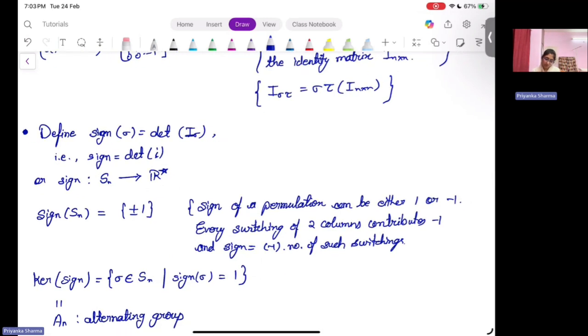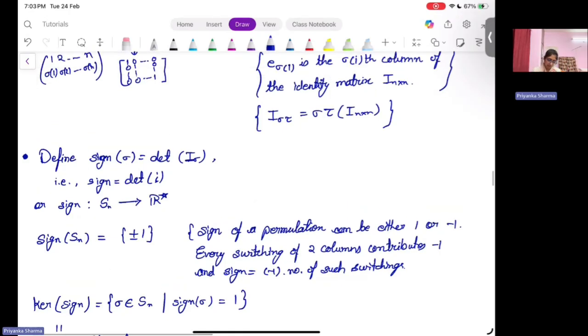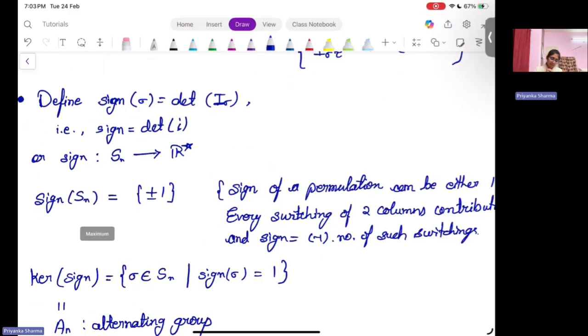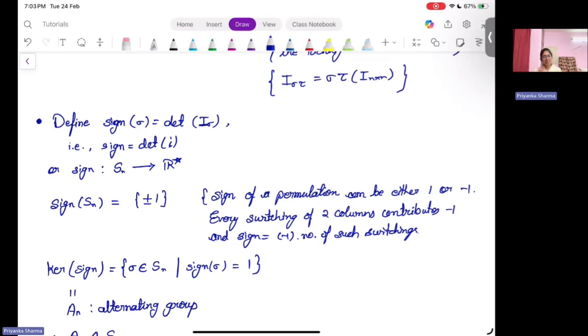Now what is the sign of a permutation? It can be either 1 or -1. And how to find it? By calculating the determinant, or simply we can say how many times we are switching two columns of the original identity matrix. Each reshuffling, each switching of two columns from their initial position, will contribute -1 in the determinant. So the sign will be -1 to the power of the number of such reshufflings. Obviously that can be either +1 or -1. In this way, we can find the signature of a given permutation from Sn.